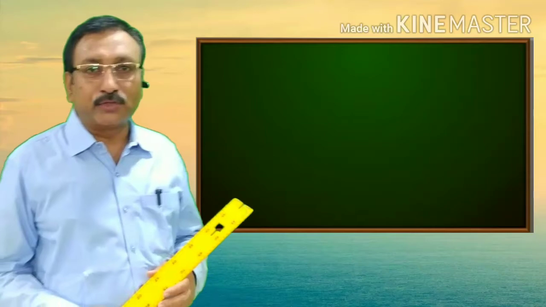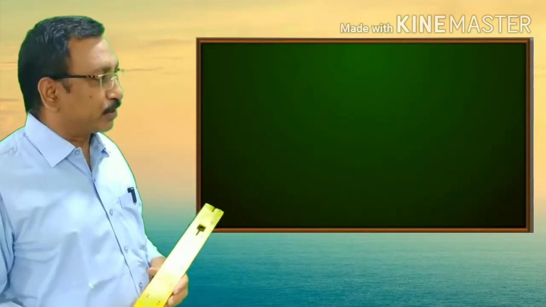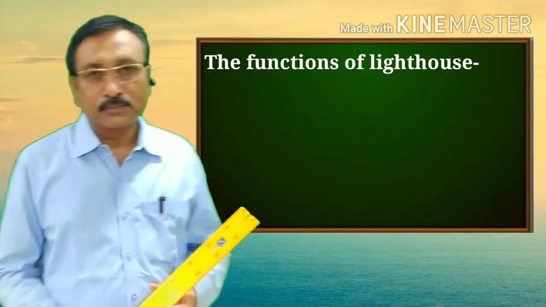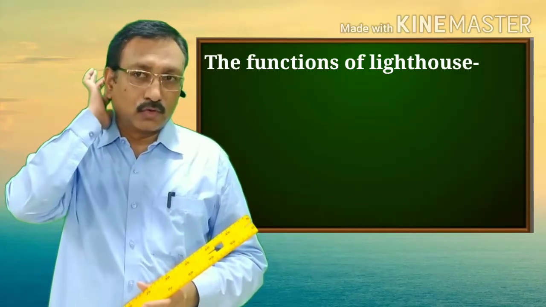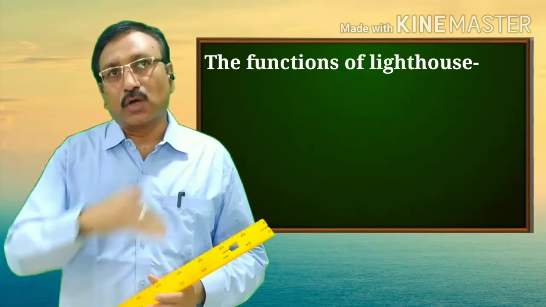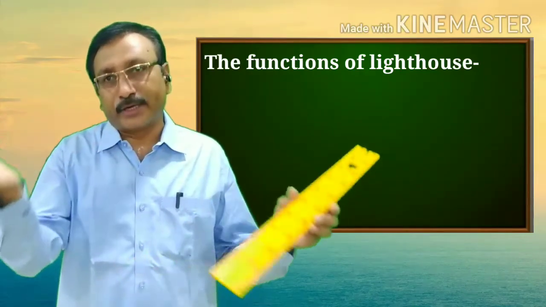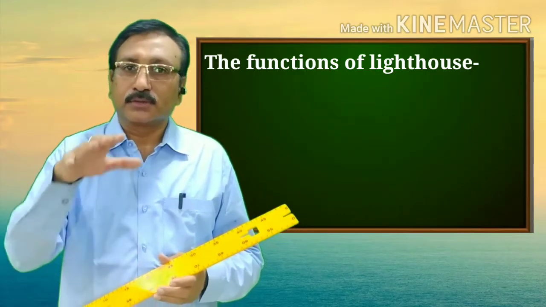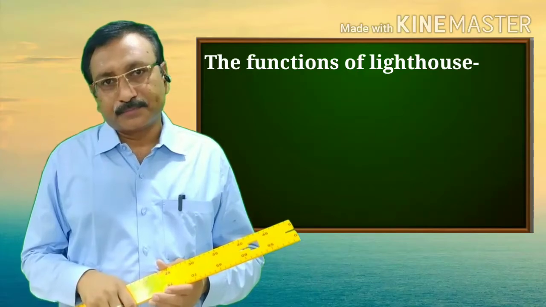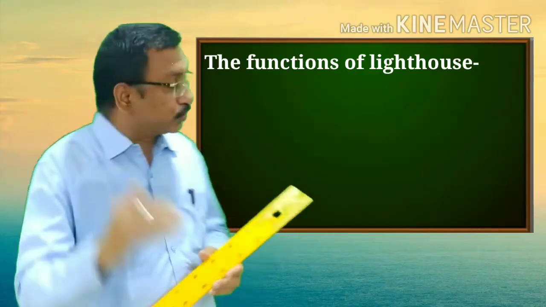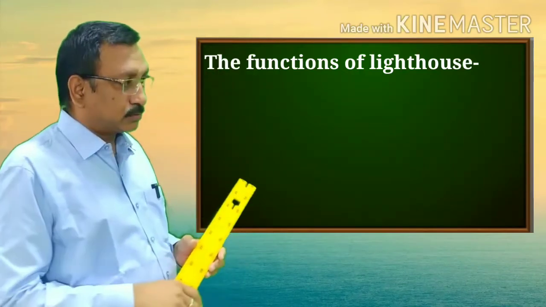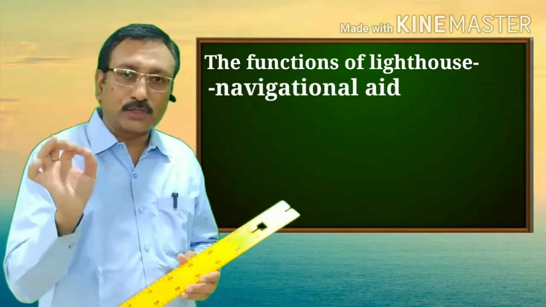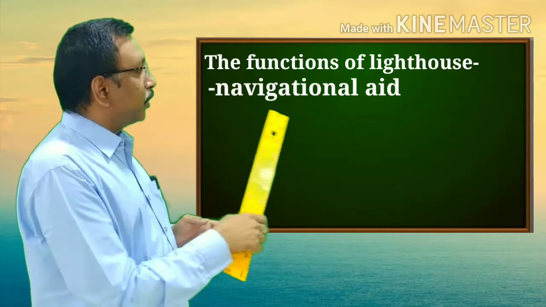Let us come to the second activity from the section Icebreaker. I read the second activity: the functions of a lighthouse are. So what is a lighthouse? A lighthouse is a tall building or tower with a bright light which is useful for the sailors, for the ships near the coast. So what are the different functions of the lighthouse? The lighthouse is useful for navigational aid.